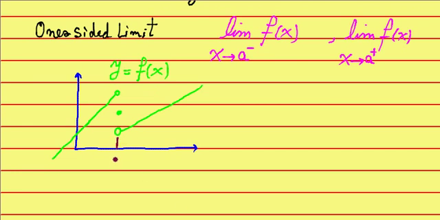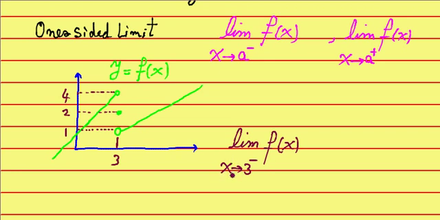Suppose this is a point, say 3, and this is 1, say. This is 2, just so that our numbers do not collide with each other. Let me call this 4. Now the question: what is the limit of this function as x approaches 3 from the left? Well, what does this mean?